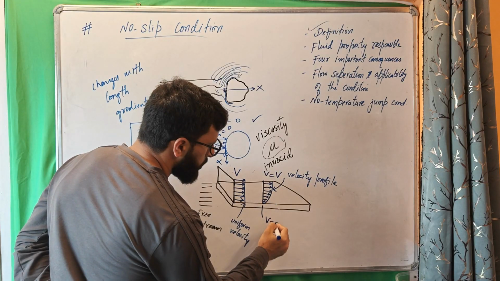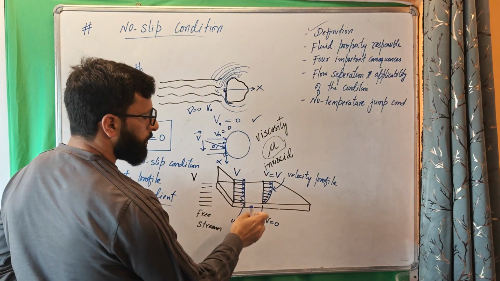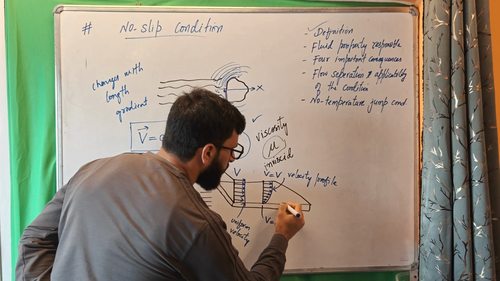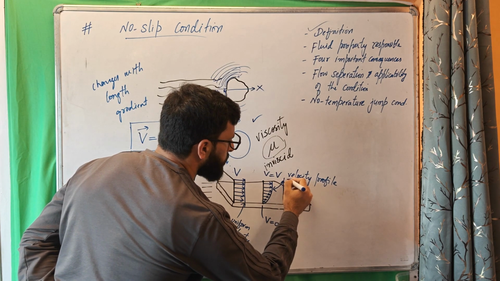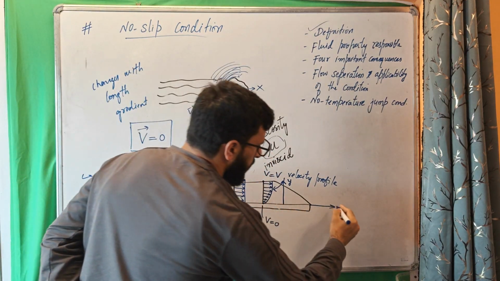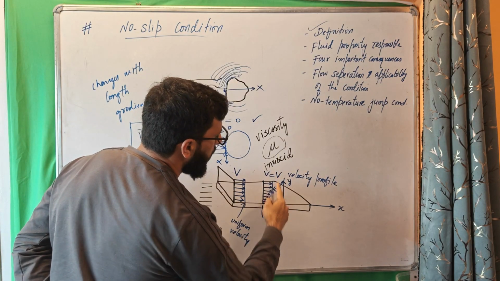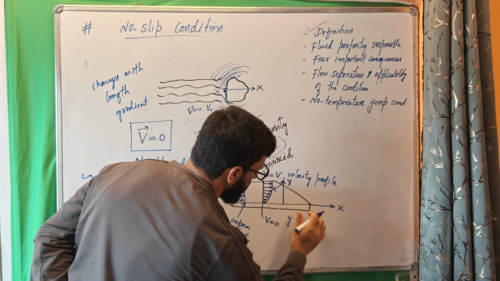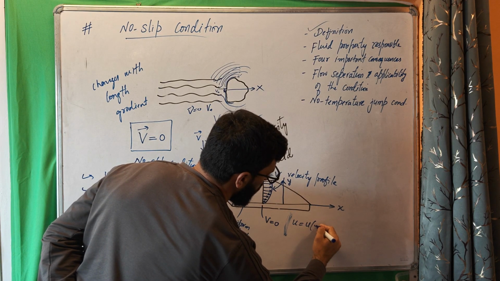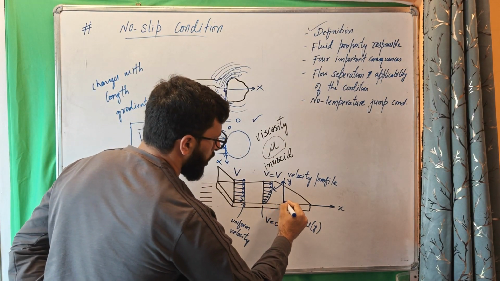Since here velocity is zero and here velocity is maximum, in between, while going from this point to that point, velocity changes with what length? With this vertical direction. Let's call it y direction, and this is the flow direction, the direction in which the fluid is flowing. Let's call it x direction. Now here velocity changes along the y direction. So velocity becomes a function of y.